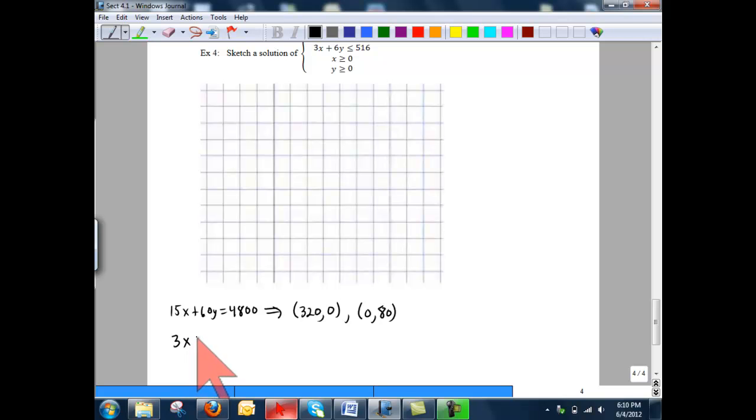The next line is 3x plus 6y equals 516. So set y equal to 0, and I get 3x equals 516. 516 divided by 3 is 172, so the intercept is 172, comma 0. And then set x equal to 0, and you get 6y equals 516, so y is 516 divided by 6, which is 86.